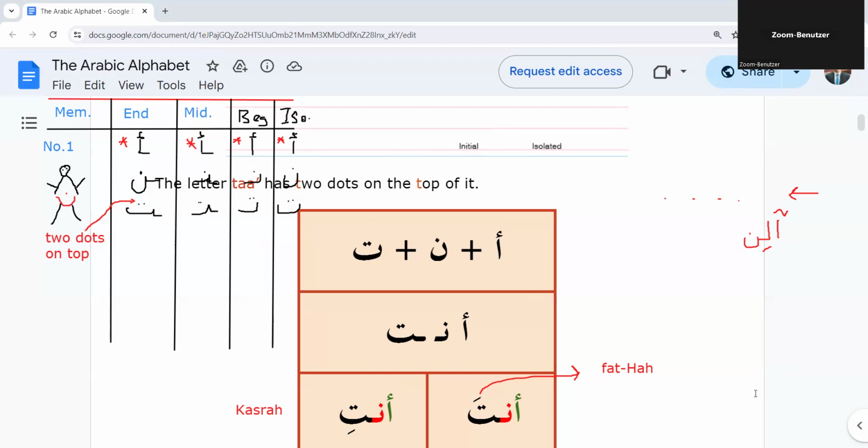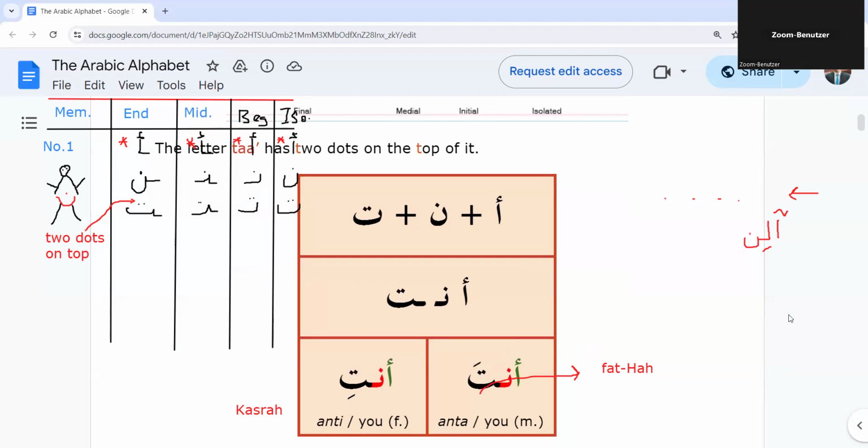Just give me some time. Sure, sure, take your time. So in Arabic, we have, by the way, 3 long vowels and 3 short vowels as well. Until now, we learned the alif as the first long vowel, and we learned the fatha and the kasra as the first 2 short vowels.